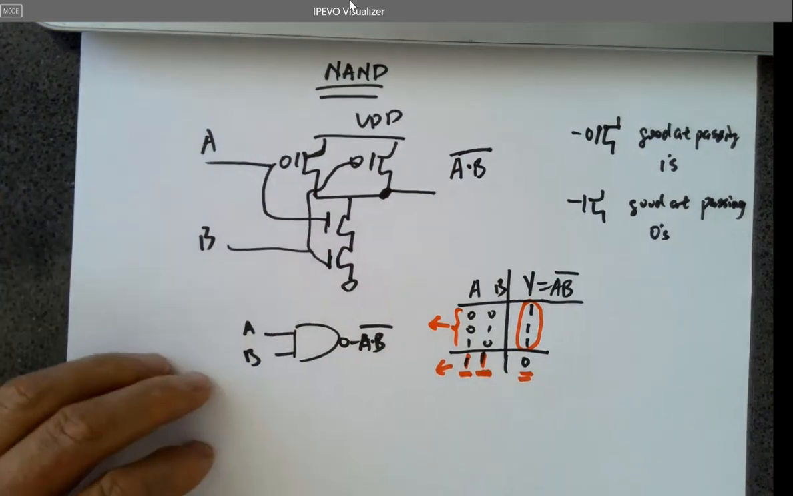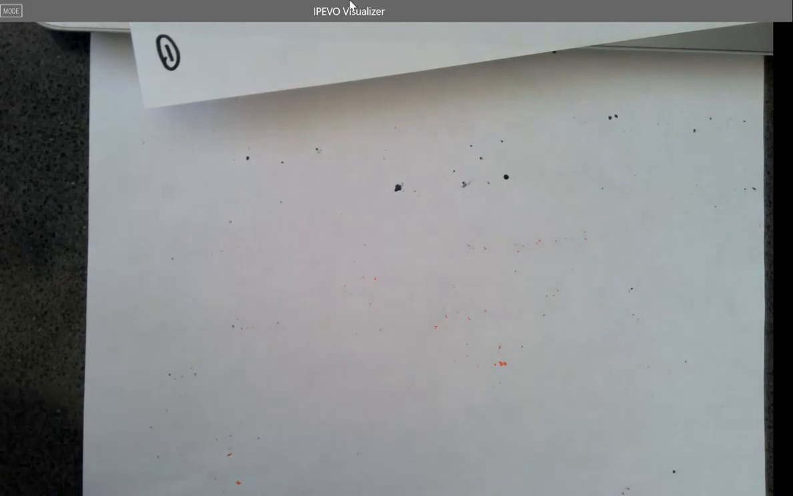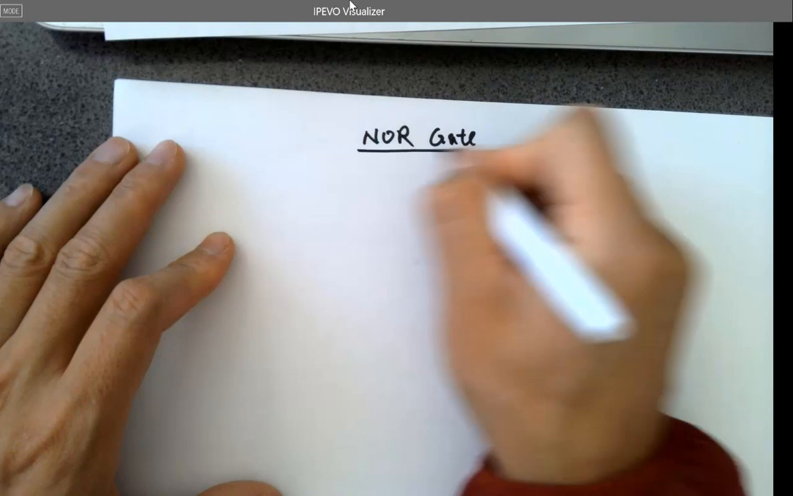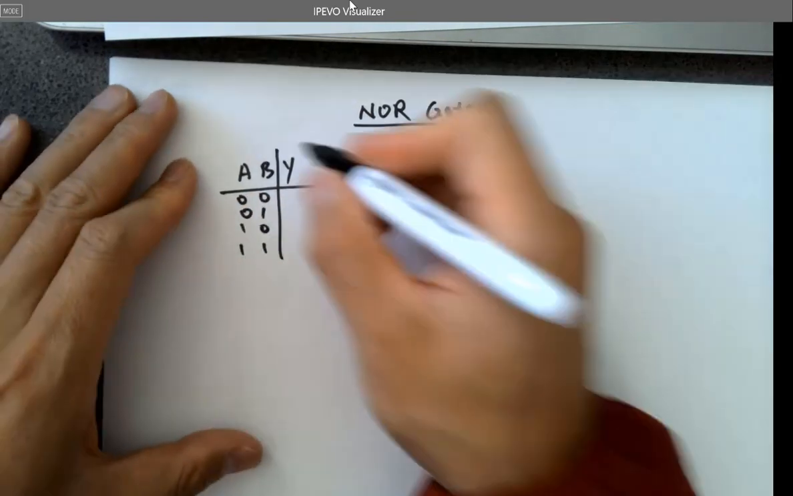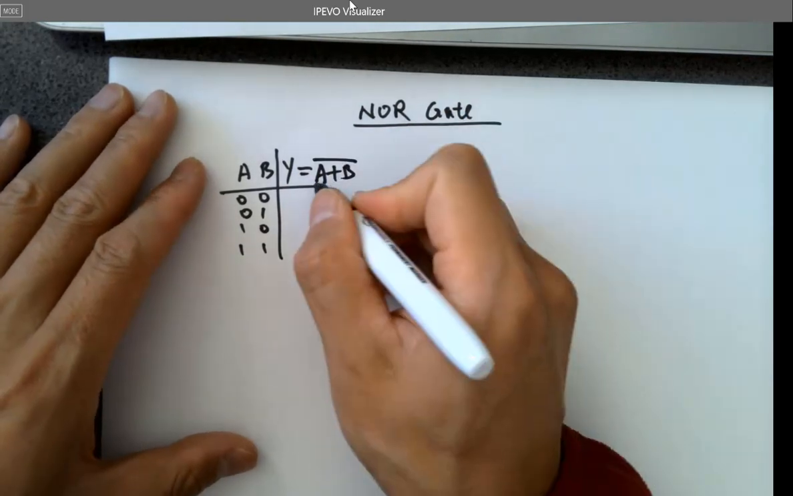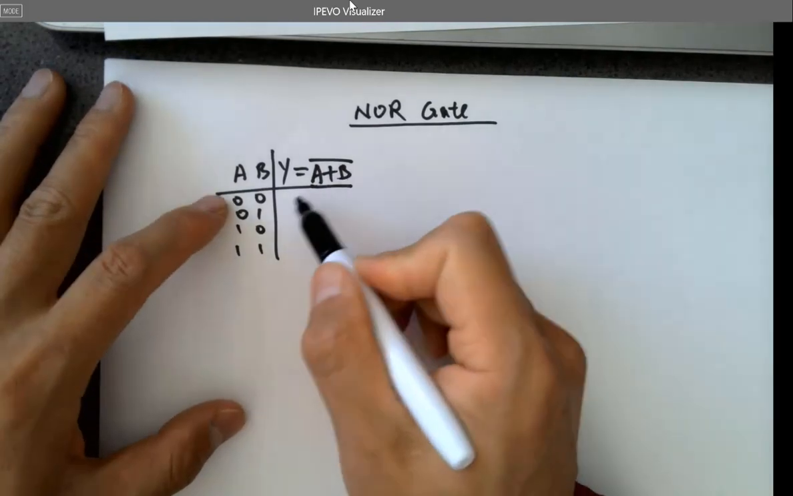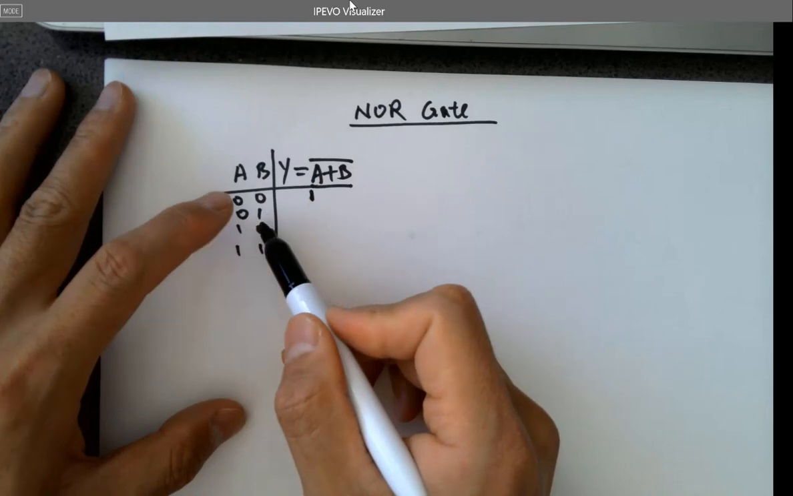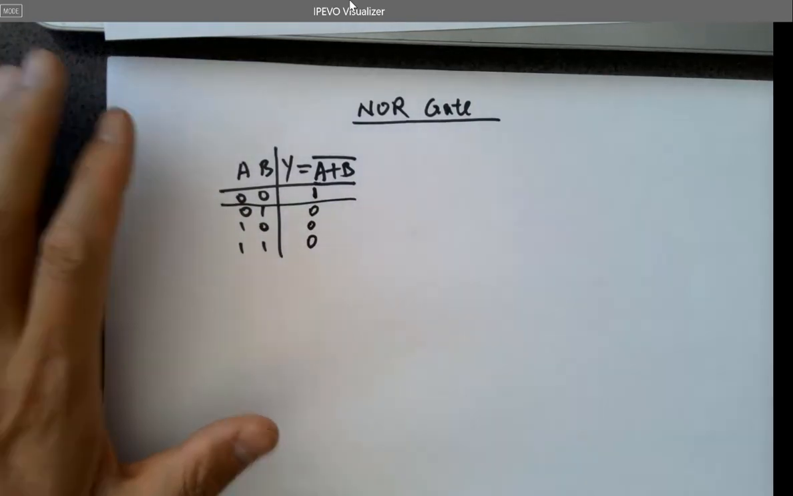Okay, now what about the NOR gate? A, B, Y: 00, 01, 10, 11. Y equals A or B, not. That's a NOR logic. Zero or zero is zero, and then not, it's going to be one. But if you have a one in one of the two inputs, you're getting a one, and then not, so it's going to be zero. If you have a one, it's going to be zero, right? So how would you design the circuit?